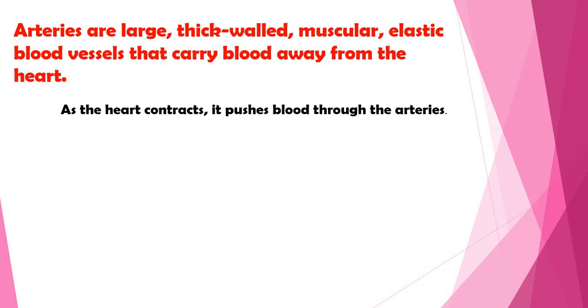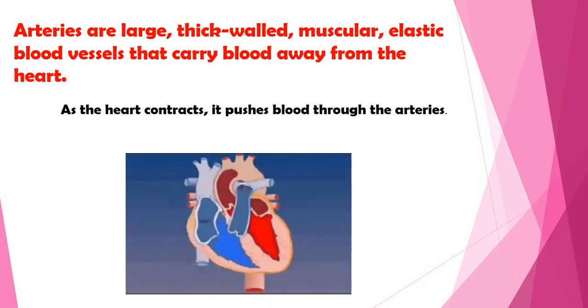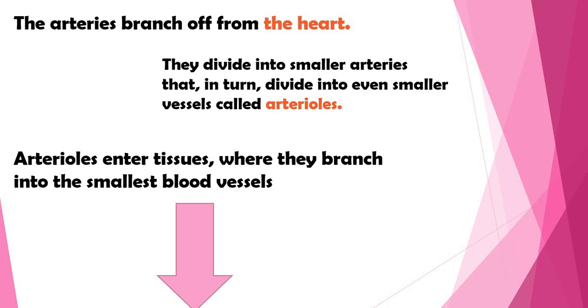When the heart contracts, it pushes blood through these arteries. You can see here in the picture, when the heart contracts, this part, the red part, these are the arteries, the biggest arteries. It takes blood from the heart. So, arteries branch off from the heart.